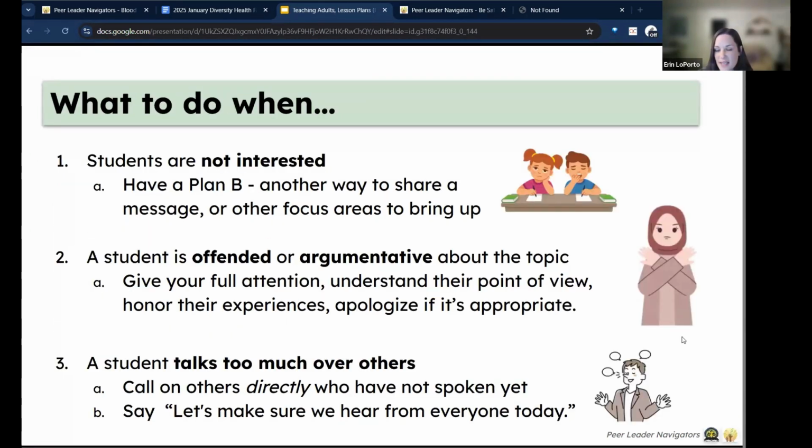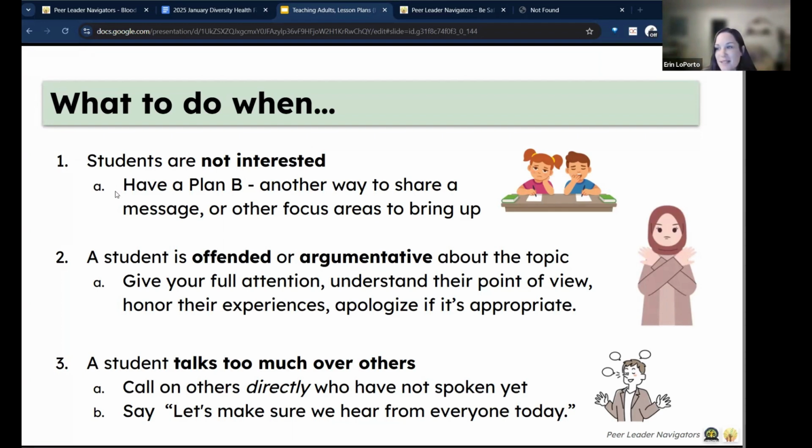Okay, what to do when? These things happen more often in a classroom setting, but they're really common, some issues that you might encounter and what you can do about them. The first one is students are just not interested. They're bored, they're not engaged, and we did already talk about that a little bit.